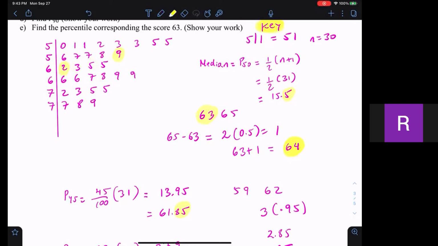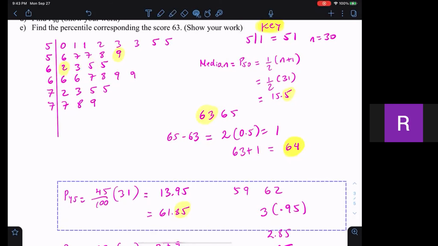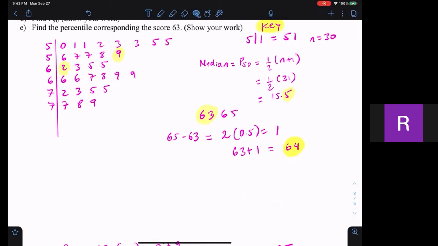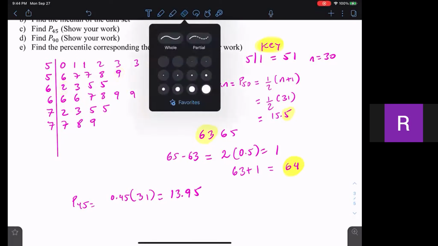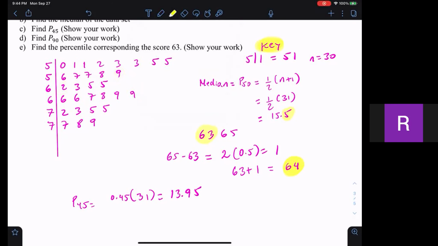Let me do this calculation from scratch so you can understand how I did it, just in case you're confused. I'm looking for the 45th percentile, which is basically 0.45 times my sample size plus 1, right? So 0.45 times 31, you get 13.95. So counting 10, 11, 12, 13, it's between these two.